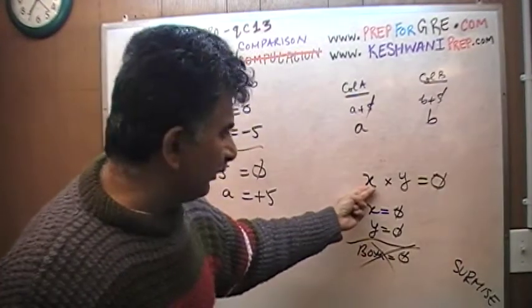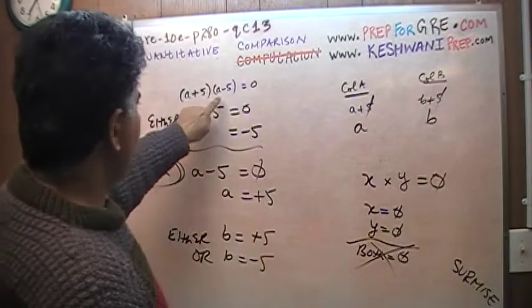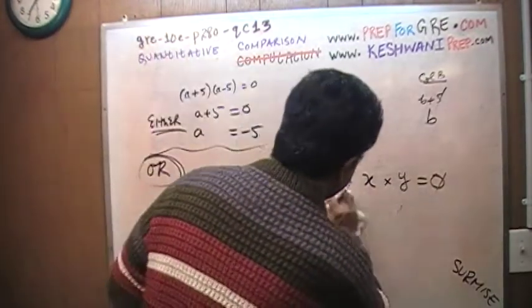Here, of course, it was a different story. There was an x and y. Here it's just a, both places. This is a plus 5 and this is a plus 5. So the last one does not apply.